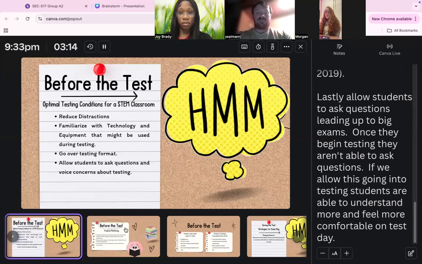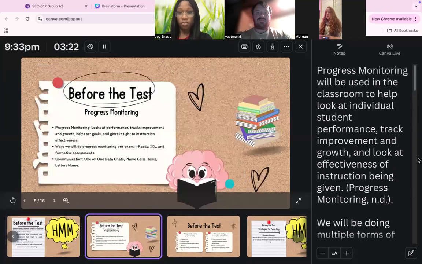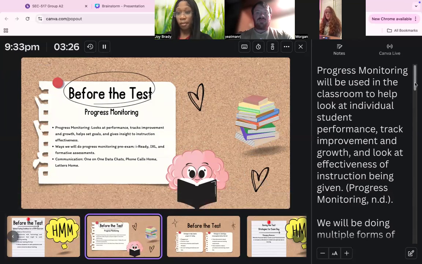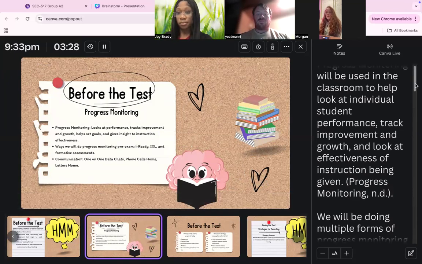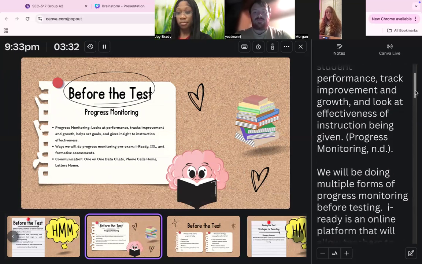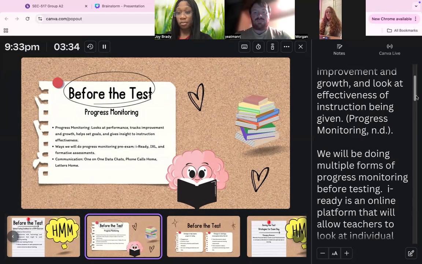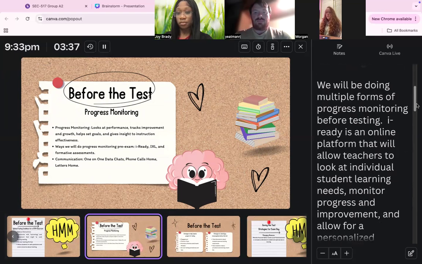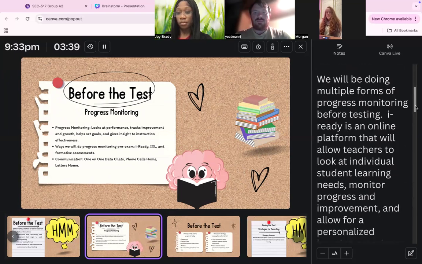So before the test, we can look at progress monitoring. Progress monitoring will be used in the classroom to help look at individual student performance, track improvement and growth, and look at the effectiveness of instruction being given. We will be doing multiple forms of progress monitoring before testing.